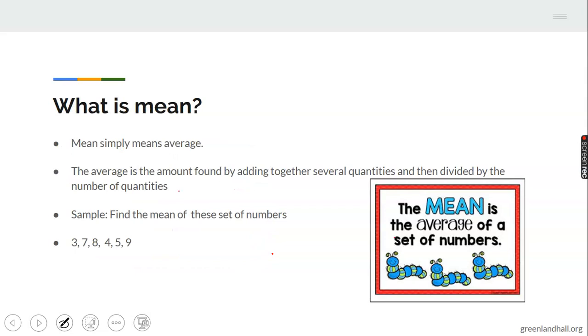Now, what is mean? Mean simply means average. As simple as it is. Mean simply means average. Fine. You can see the picture I have here. Trying to define mean, you say the mean is the average of a set of numbers. The mean is the average of a set of numbers. So you give me this definition. Simply means average. The mean is the average of a set of numbers.